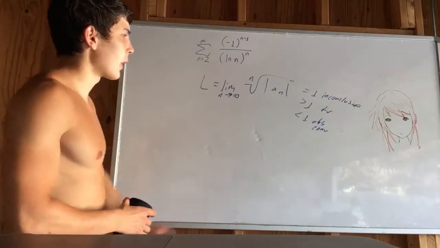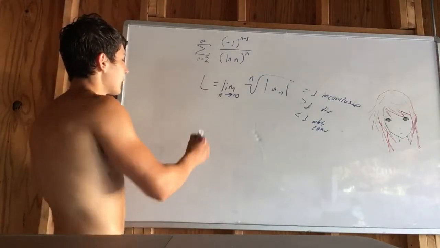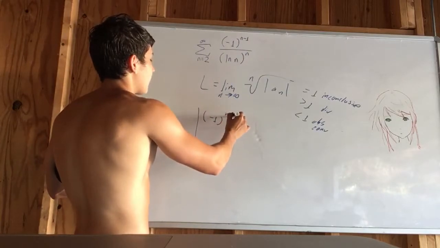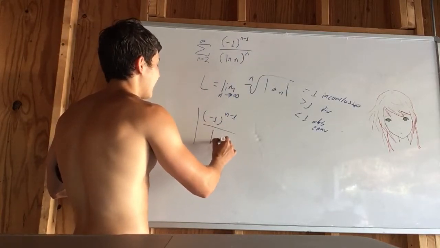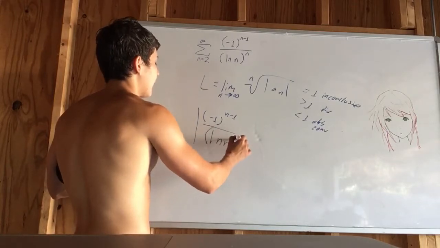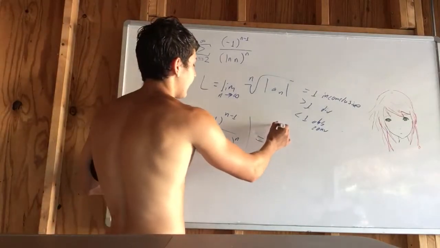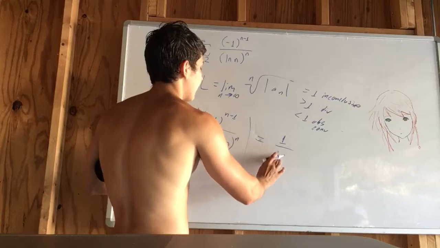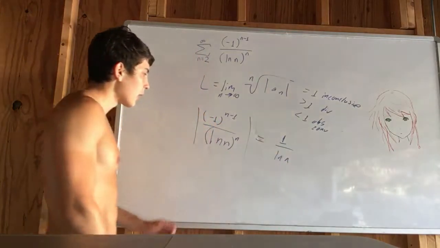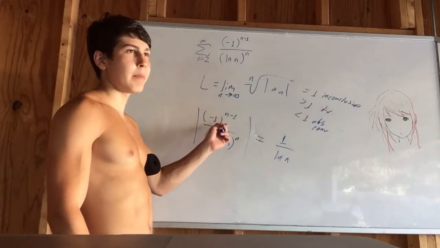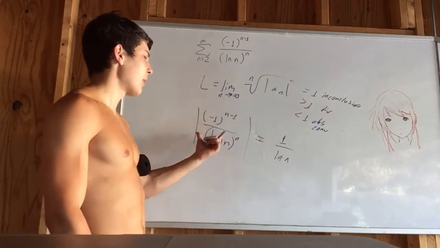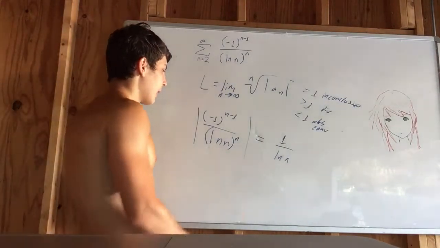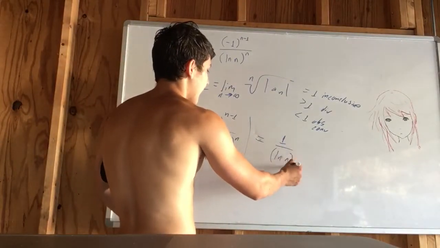So now let's try to find out what our absolute value of a sub n is. The absolute value of our a sub n would be this: the natural log of n to the power of n. And this is the same thing as having 1 over the natural log of n. That's because no matter what you plug in here, you're always going to get either -1 or 1. But since we're taking the absolute value of it, it's just going to be the positive 1. And this is the natural log of n, to the n.